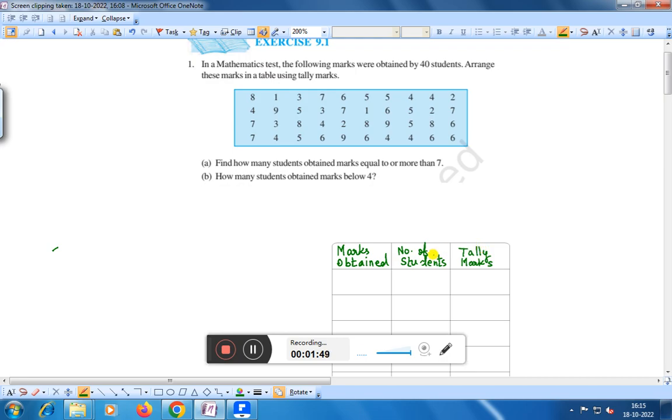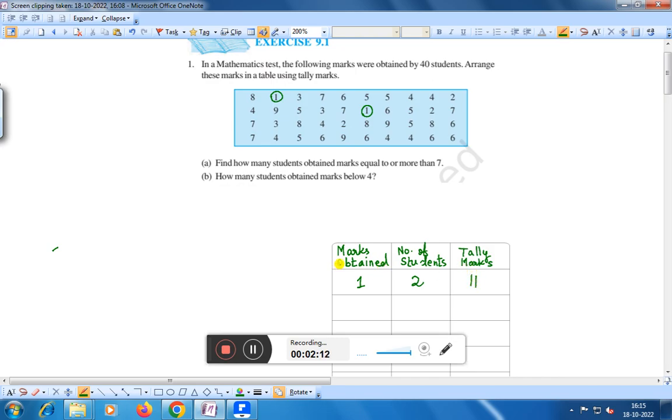Now let us take marks obtained 1. How many students got 1? You see, this is 1. This is 1. Any other? No. That means number of students is 2. And tally marks 1, 2, right?